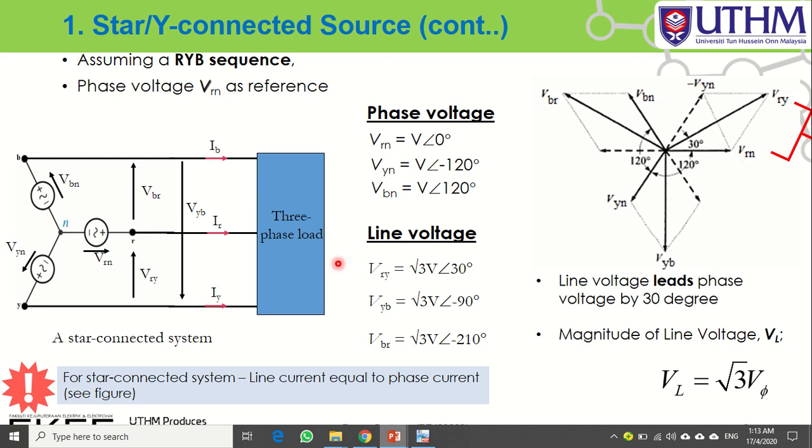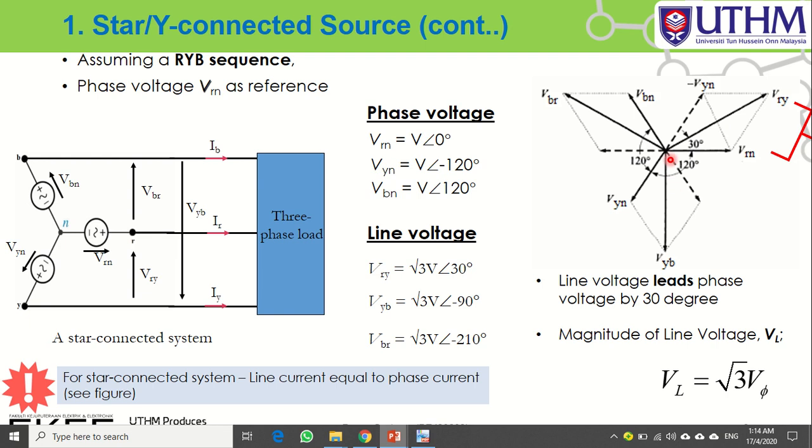We already derived the relationship between line voltage and phase voltage. The magnitude of the line voltage is higher than the phase voltage, equal to square root 3 V phase, and shifted by positive 30 degrees. So we can say that line voltage leads phase voltage by 30 degrees. This is the line voltage, and VRN is the reference phase voltage. That's the characteristic: line voltage leads the corresponding phase voltage by 30 degrees.